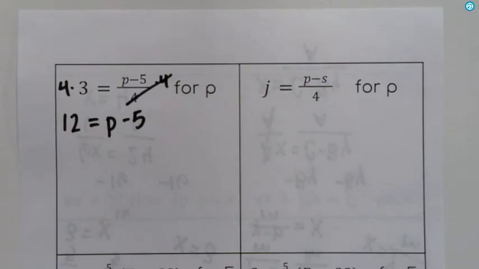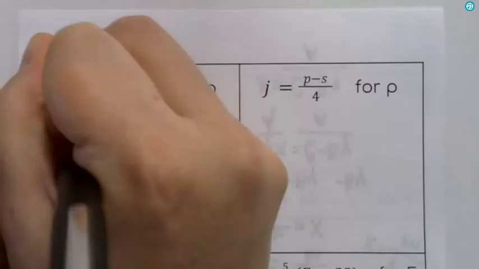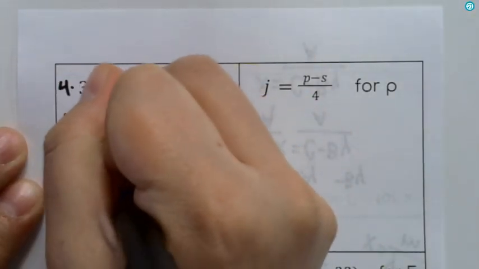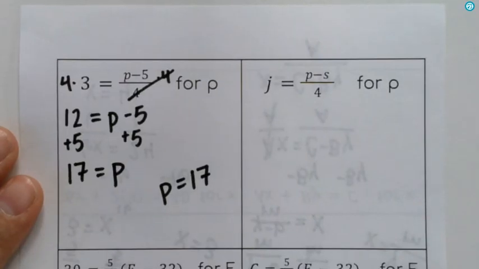And then we are trying to solve for p, so we need to get rid of that minus 5, and we can do that by adding 5 to both sides. 12 plus 5 is 17, so I get 17 equals p. I can flip that around to p equals 17 here at the end.